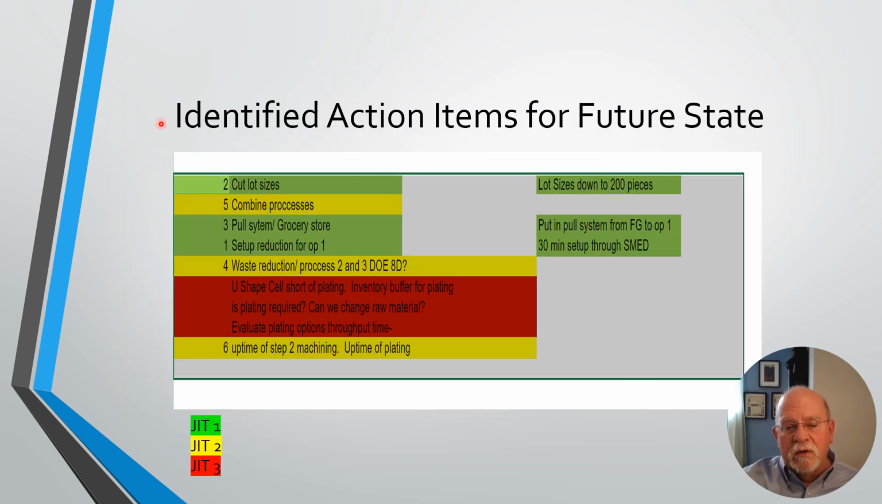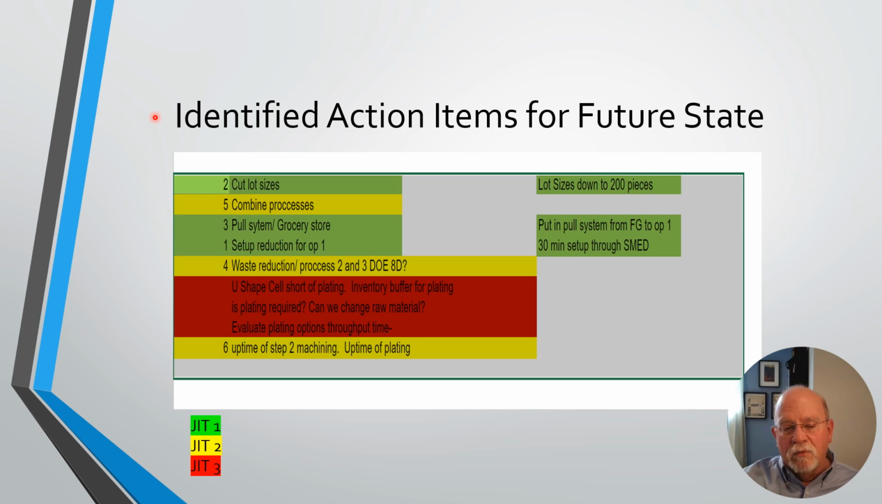So once we have the current state map completed, we continue the discussion with the team. This is a cross-functional team that's pulled together to help identify the opportunities and also help us understand what the financial impact of each of these activities can be. We typically take the identified opportunities and we divide them into phases.